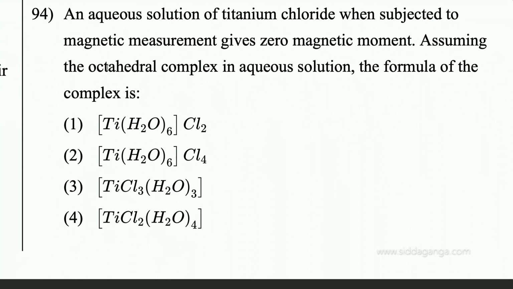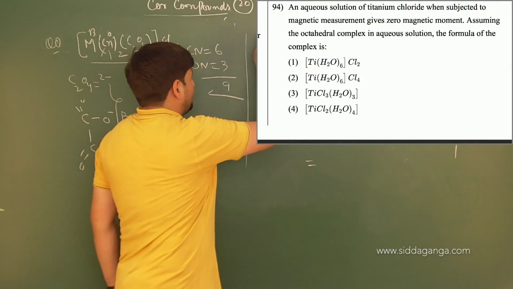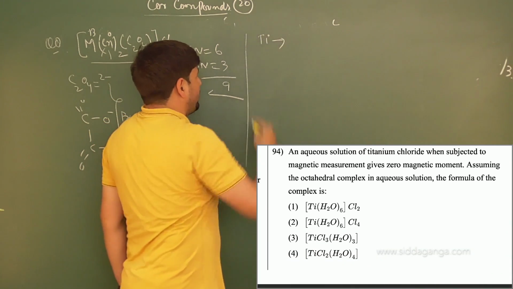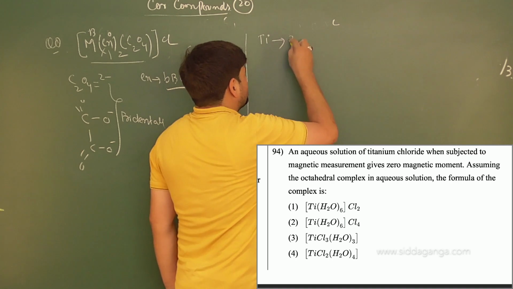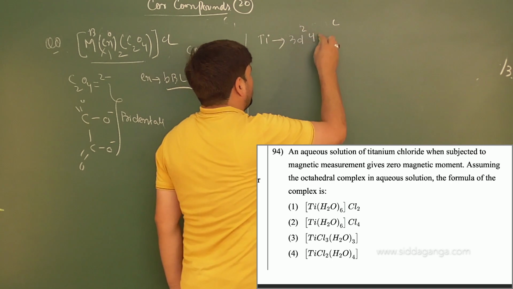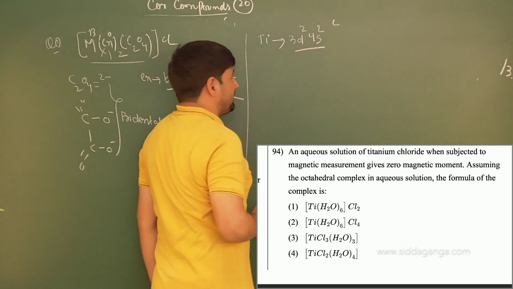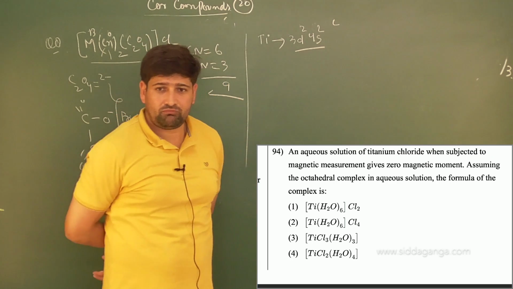An aqueous solution of titanium chloride when subjected to magnetic measurements gives 0 magnetic moment. Good. Assuming the octahedral complex in aqueous solution, the formula of the complex is, it should be simple. Because this is a titanium chloride complex here, we know the atomic number of titanium is 22, so it will be 3d2 4s2.